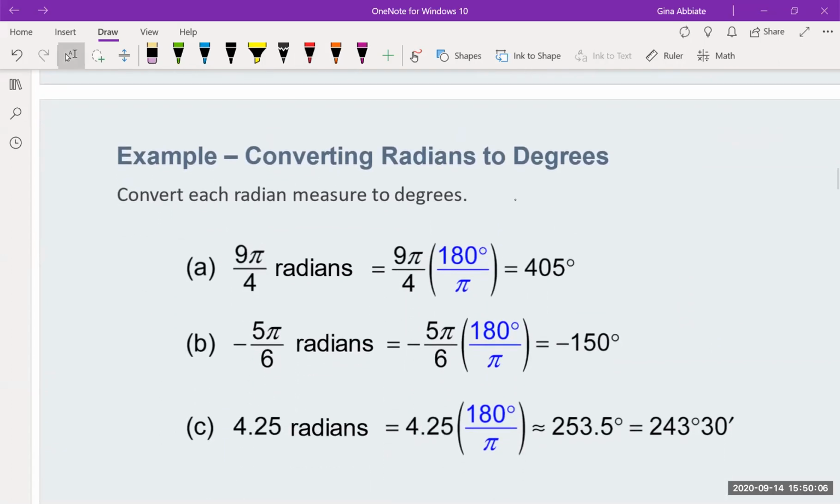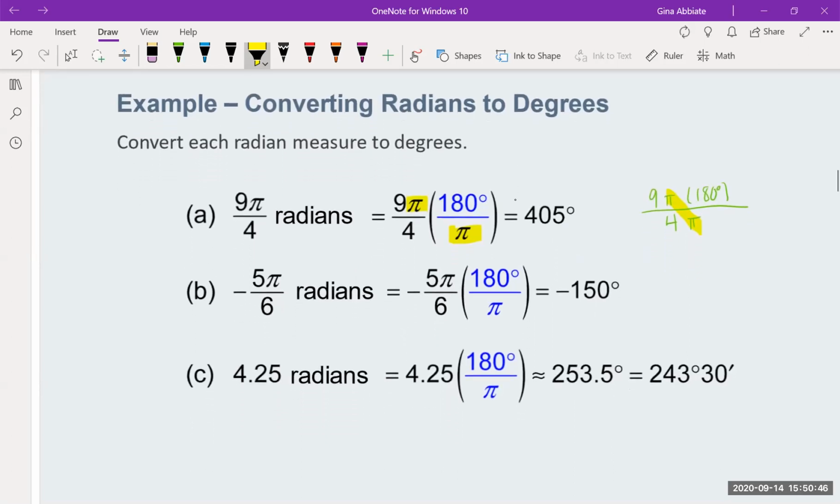Going in the opposite direction, when we want to convert from radians to degrees, the first two examples have a pi symbol given to us. So it's easy to see that when I write this fraction, I'm going to write it with the pi symbol in the denominator, so that pi in the denominator and pi in the numerator will end up canceling. Multiplying across, we'll have 9 pi times 180 over 4 times pi. The two pi symbols will cancel, we'll multiply here, and we end up with 405 degrees.